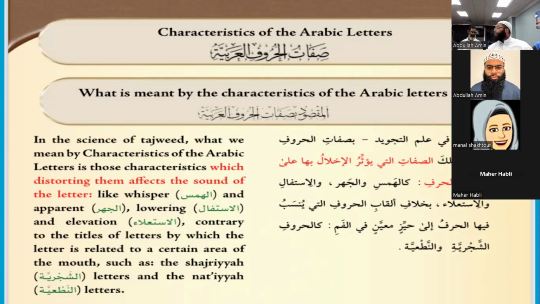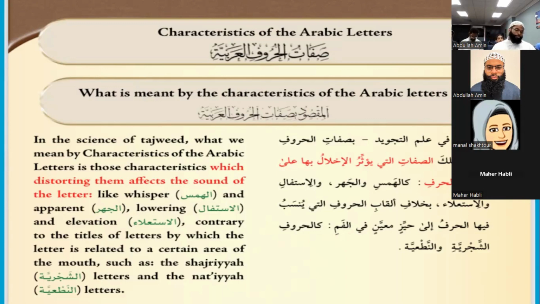The determining factor is a characteristic. What did you hear? Z. That's the difference. The vocal cords vibrate with Z. There's no vibration of vocal cords with S. So when the vocal cords vibrate with a letter, that letter is an apparent letter, jahar letter. When the vocal cords don't vibrate, that is a whisper letter. So the difference between Bismillah and Bismillah is whisper or apparent.